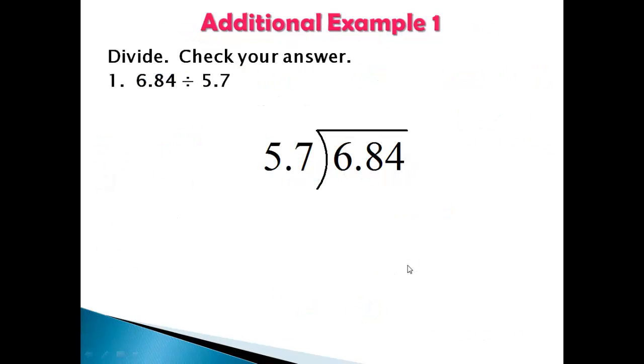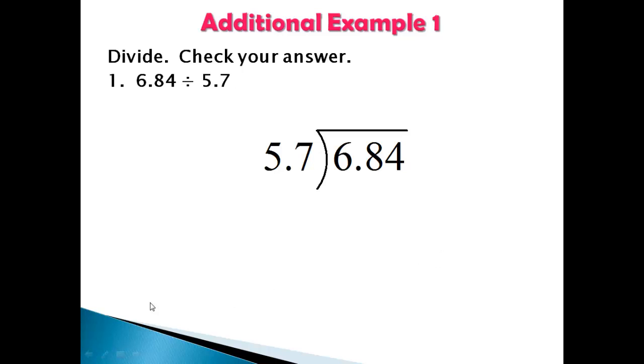Now we have an additional example. You can pause the video and try it on your own, or you can follow along. For this problem, we're going to divide and then check our answer. For number 1, we've got 6 84 hundredths divided by 5 7/10.